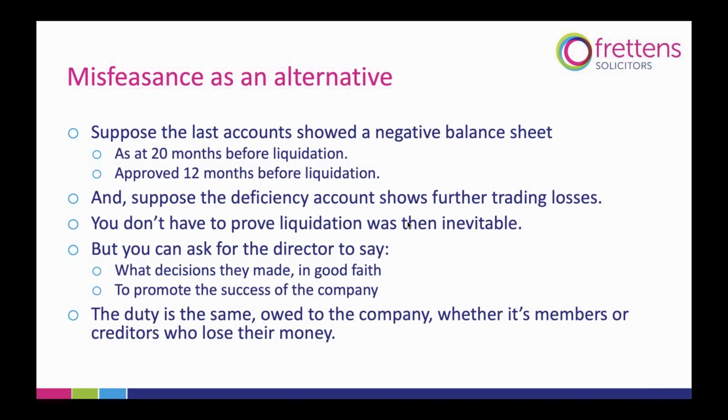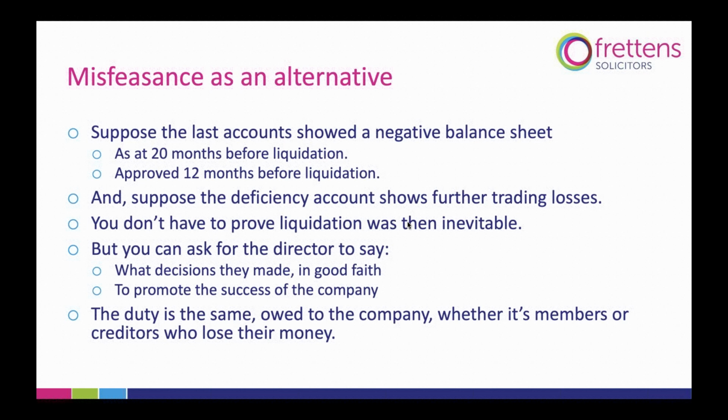Now, if you're bringing a misfeasance claim, you don't have to prove that liquidation was actually inevitable at any point on the decline curve, but you can simply say to the director, look, the company had negative net worth nearly 2 years before the liquidation started. You certainly knew that when you approved that a year ago. What decisions did you make from that date in good faith to promote the success of the company? Explain what you were doing.